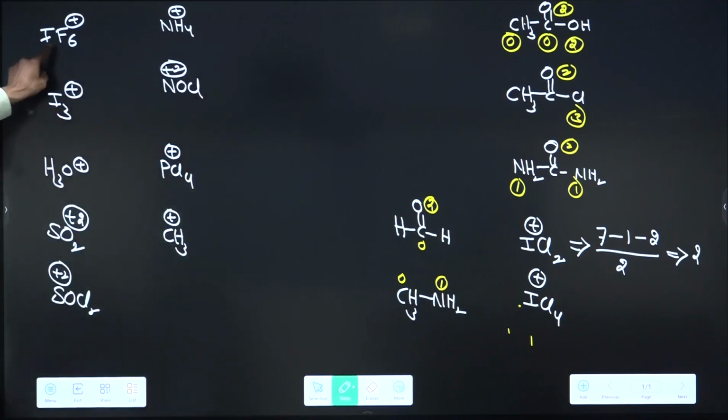Will you work out all? Here in this, how many lone pairs? Just say the answer orally. 0. Here? How many? 2 or 3? 2.